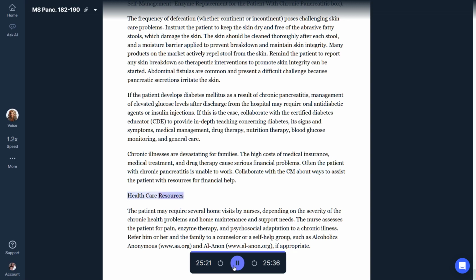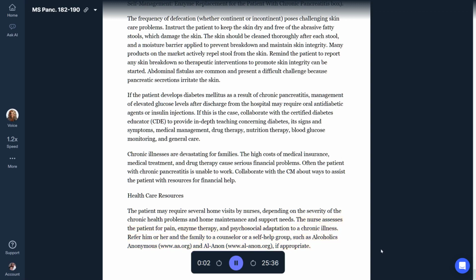Healthcare resources. The patient may require several home visits by nurses, depending on the severity of the chronic health problems and home maintenance and support needs. The nurse assesses the patient for pain, enzyme therapy, and psychosocial adaptation to a chronic illness. Refer him or her and the family to a counselor or a self-help group, such as Alcoholics Anonymous and Al-Anon, if appropriate. Inflammation Concept Exemplar: Acute Pancreatitis.